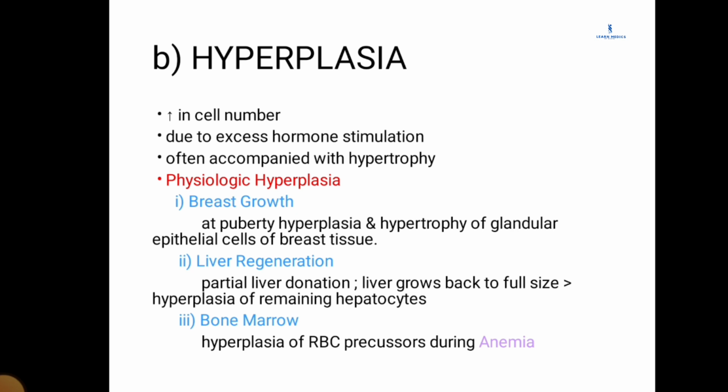Physiological hyperplasia, the classical example is breast growth at puberty. At puberty, hyperplasia and hypertrophy of glandular epithelial cells of breast tissue increases the cell number. And the second one is liver regeneration. We know that partial liver donation can be given. So in partial liver donation, the liver grows back to its full size, because hyperplasia of the remaining hepatocytes occurs.